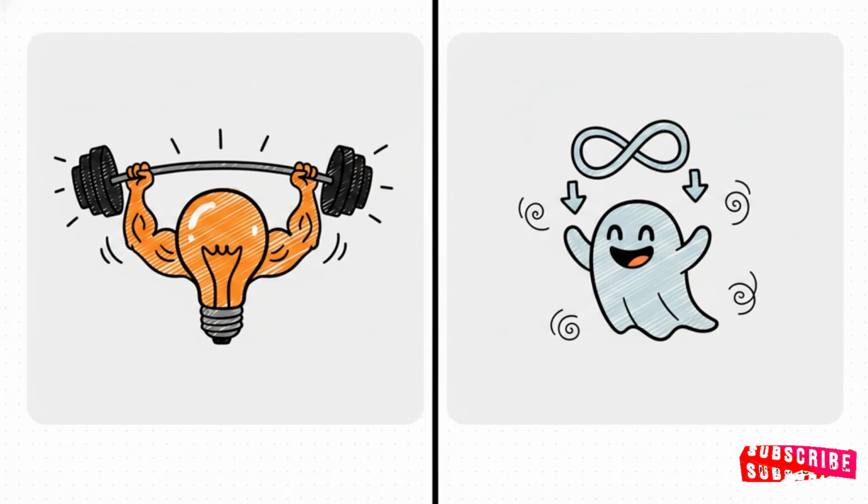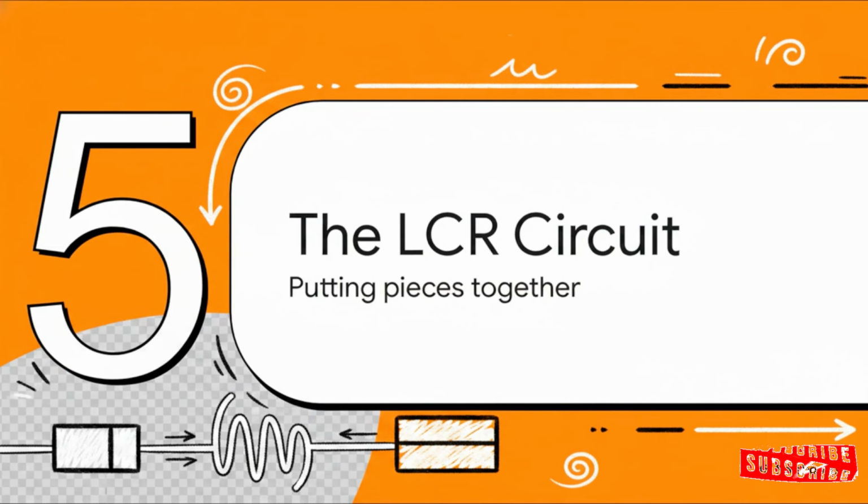So the absolutely crucial takeaway from this section is the stark contrast between in-phase and out-of-phase relationships. In-phase resistance does the actual heavy lifting. It does the real work in your home appliances. Out-of-phase reactance, however, creates this phantom, zero average power that just oscillates back and forth without doing any useful work at all. Which brings us to Section 5, synthesizing the LCR circuit.